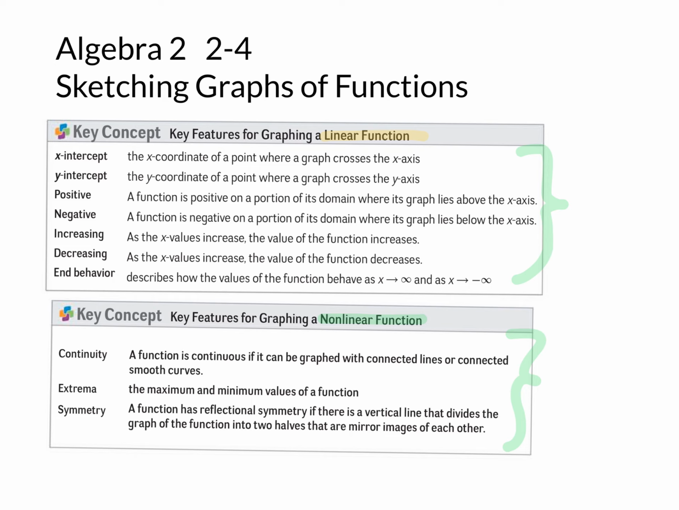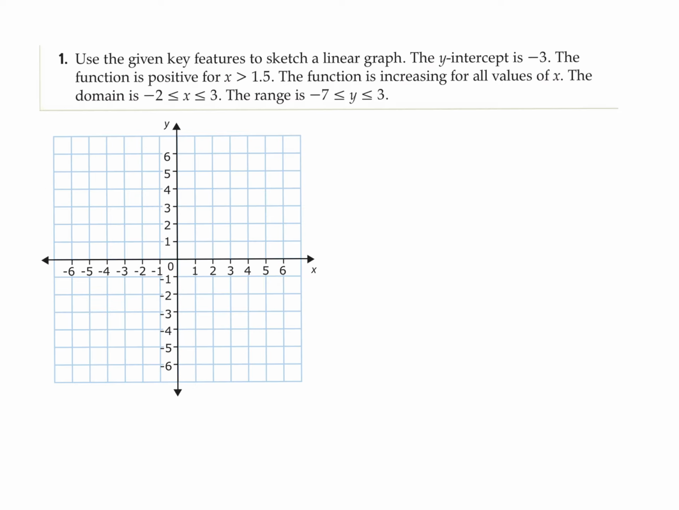And then it goes on talking about nonlinear functions, which still includes all of these, but then it also adds these. Continuity, where the graph is continuous versus where it's broken up. Extreme, where it might have a maximum or a minimum. And then maybe symmetry, where it's the same on the left and the right. So I think the easiest way is maybe just to see a few examples, so we're going to jump right in. This is guided practice number 1.